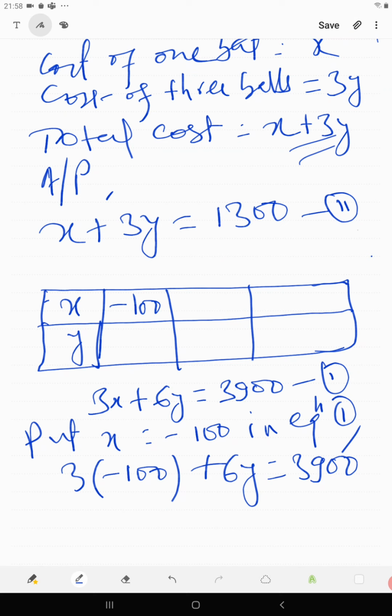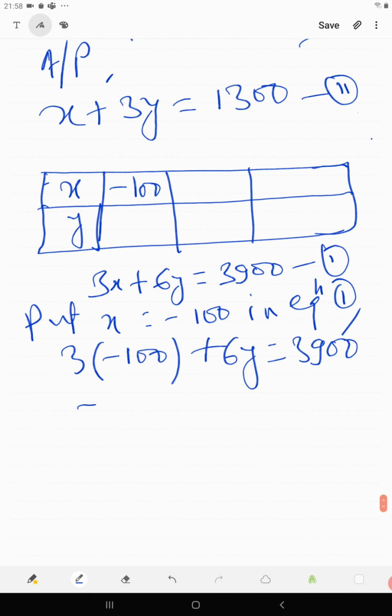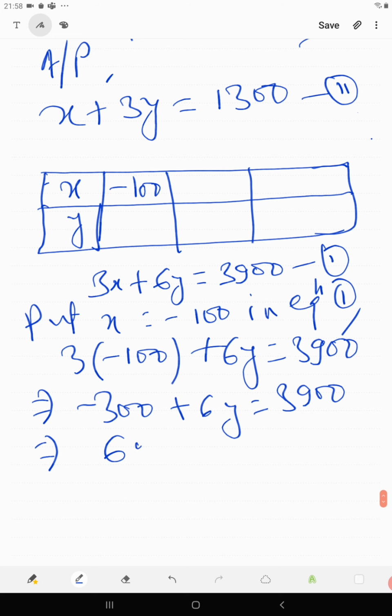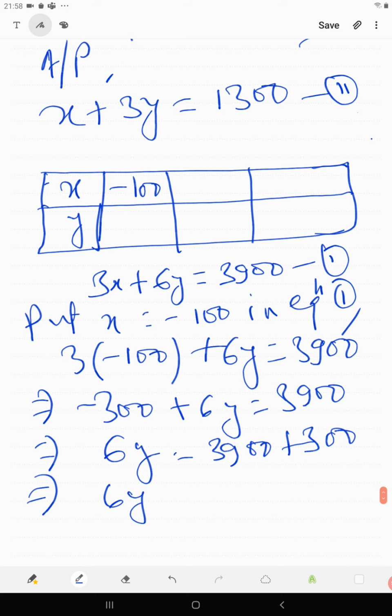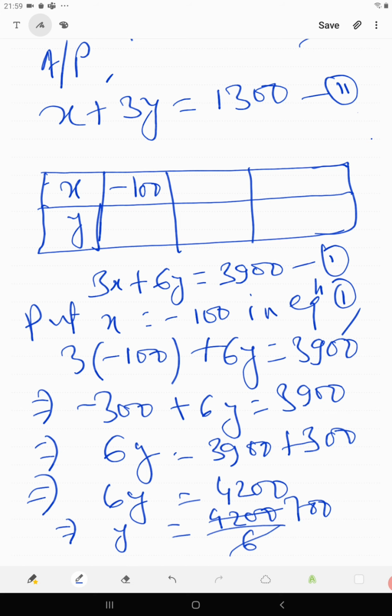We have put x equals minus 100 in equation 1. So we are getting minus 300 plus 6y equals 3900. Correct? So simplifying it, 6y equals 3900 plus 300. So we are getting 6y equals 4200. So y equals 4200 by 6. So we got 700. Correct?